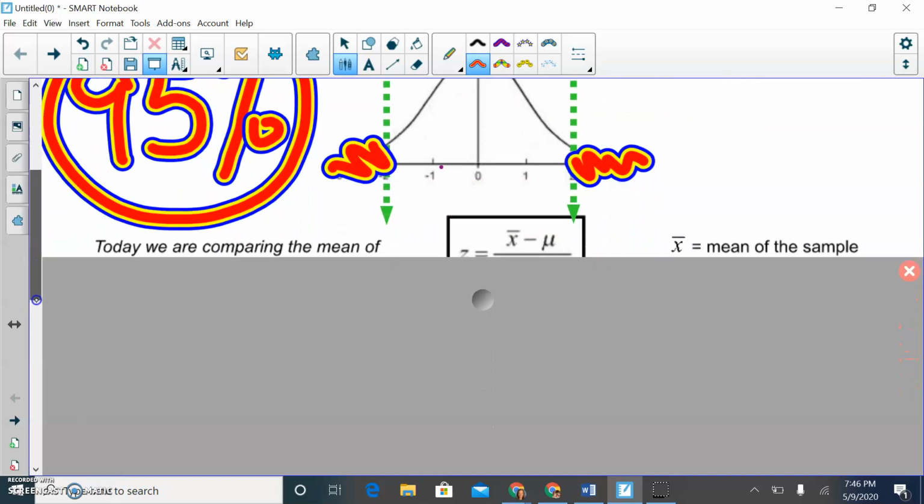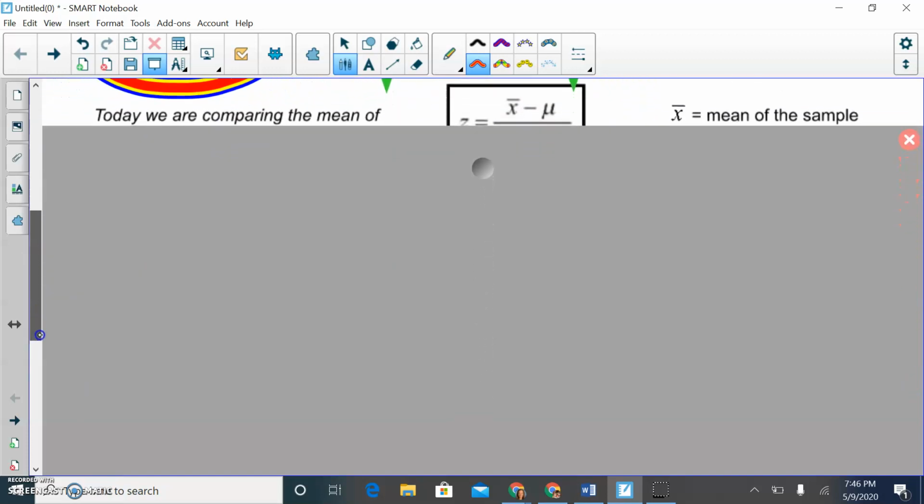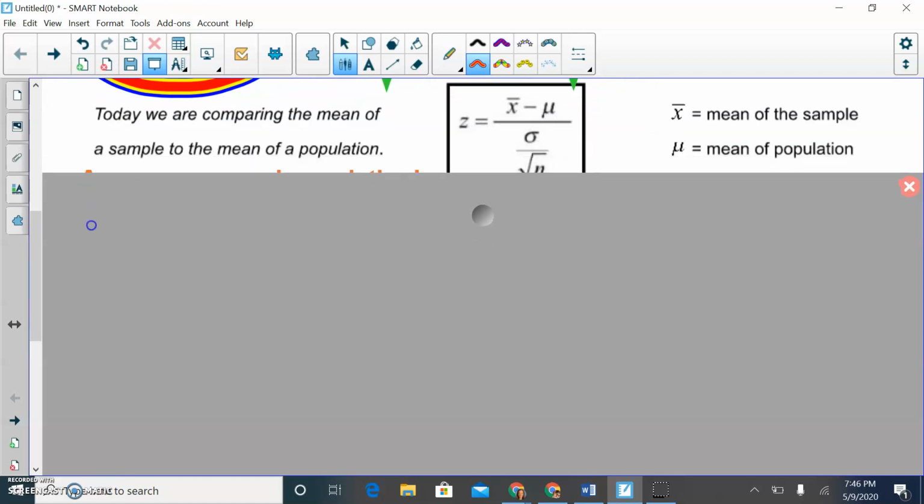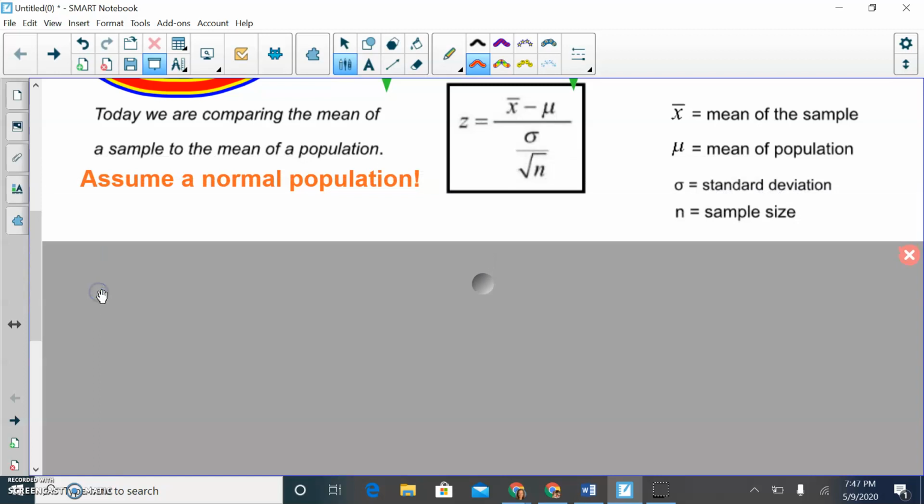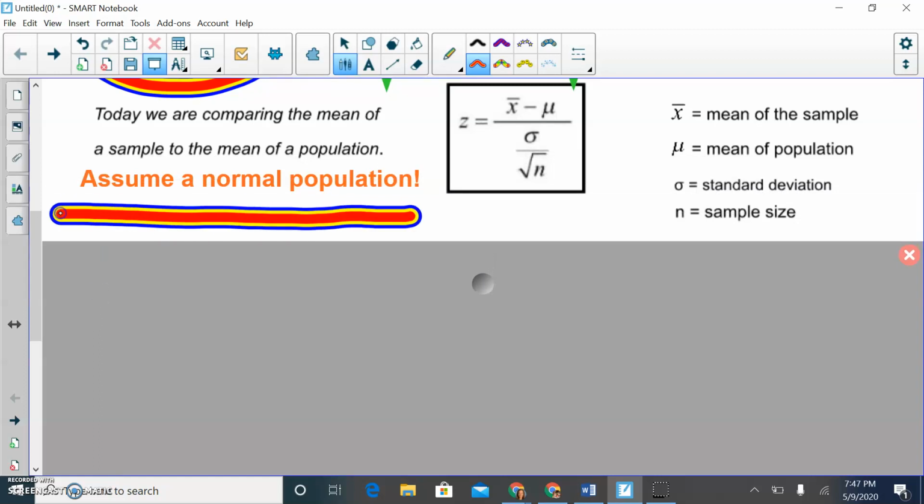Now, the topic that we're going to talk about today is a lot more complex than we have time to cover in this class. That's something that we save for a statistics class. So in this class, we have to assume that we're looking at a normal population because we're really using something called the central limit theorem. So we're not going to talk about that today, but our z-score is going to look a little bit different.